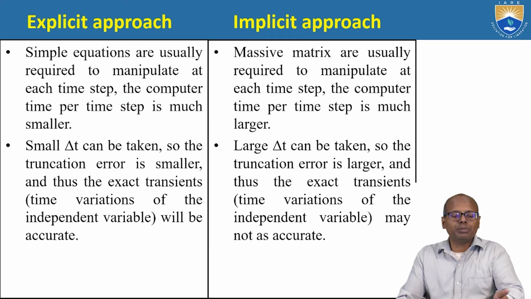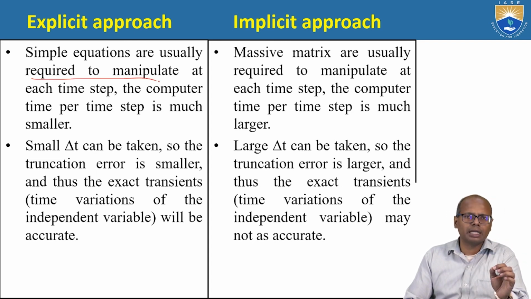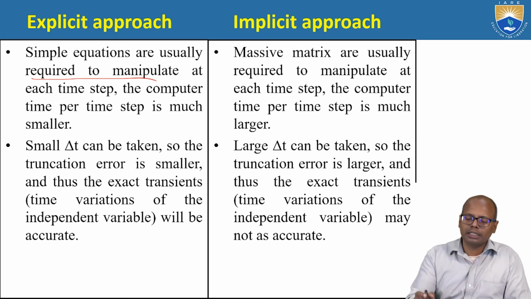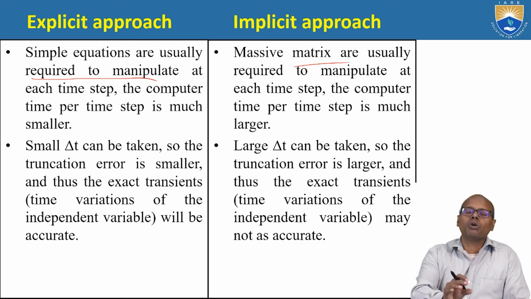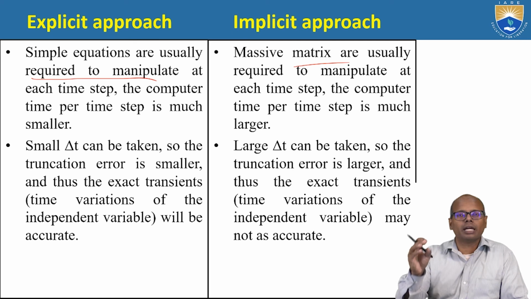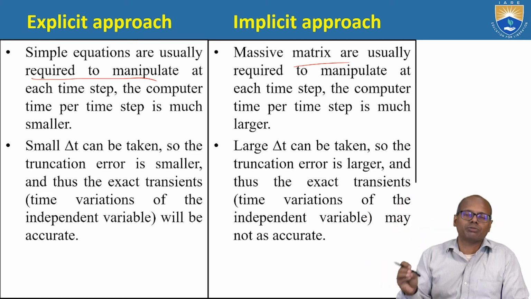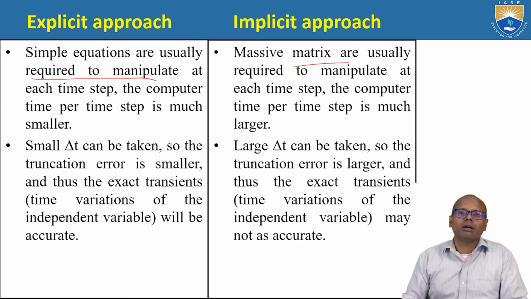Now here, simple equations are usually required to be manipulated. So here one unknown is there, one equation is there, generally it will be the case, and it is easy for each time step. The calculation is very small. But here matrices are to be manipulated because more unknowns are to be calculated at each time step. So all the nodes at n plus 1 are to be formulated, and then we use the matrices and calculate the values all at the same time.